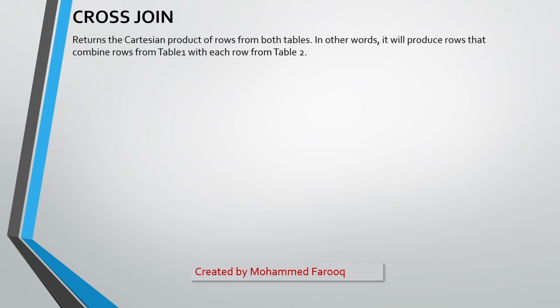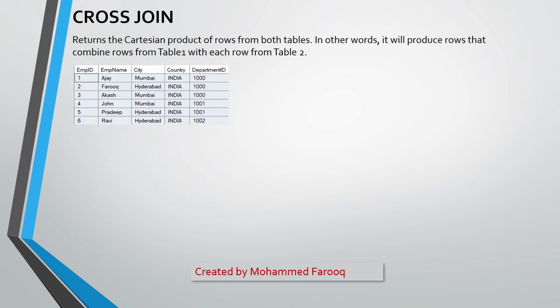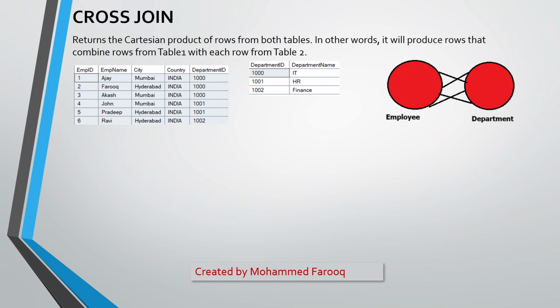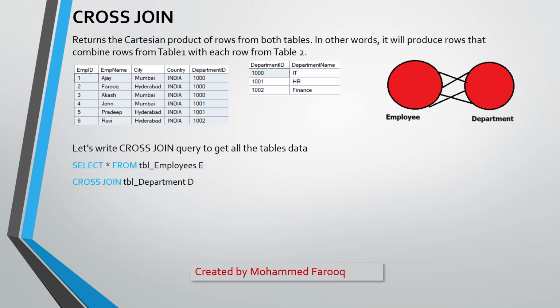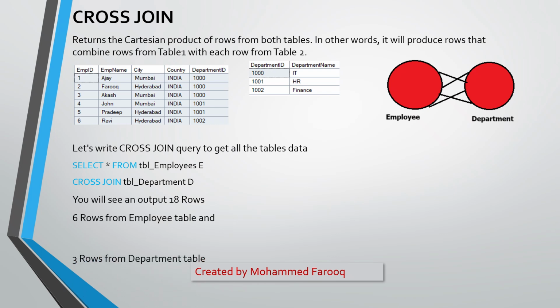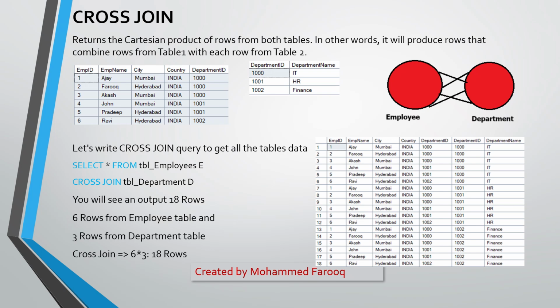Cross join returns the Cartesian product of rows from both tables. In other words, it will produce rows that combine each row from table 1 with each row from table 2. I have an employee table and the department table. When I perform cross join, then the result will be like this. Let's write the cross join query to get all table data. Select star from employee E cross join department D. Here the joining condition is not required in cross join. So you will see an output of 18 records, 6 rows from the employee table and 3 rows from the department table. So the cross join is 6 into 3, 18 records. So I'll get 18 records as output.